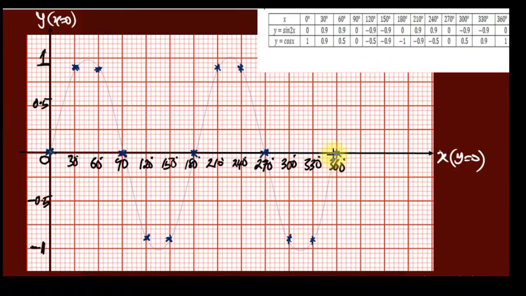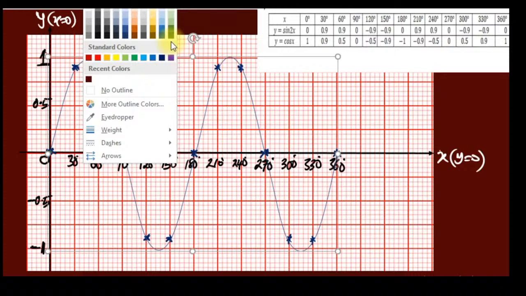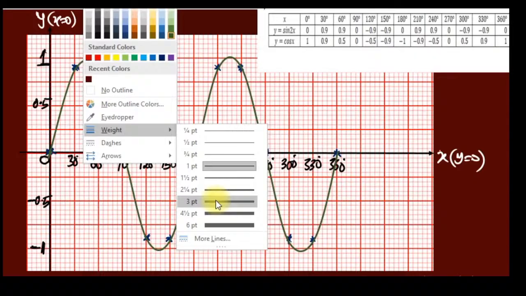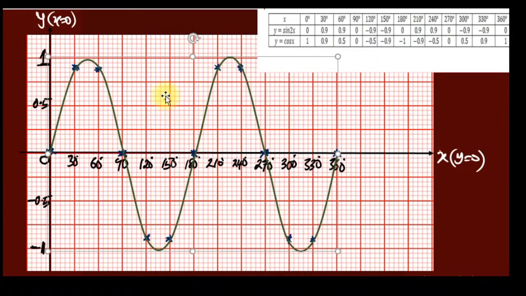And finally, so that's it. Let's change the color to green and let's make the line thick. So that's the first graph. We've done y equal to sine 2x. So let's label it. This is y equal to sine 2x. So let's draw for y equal to cos x.